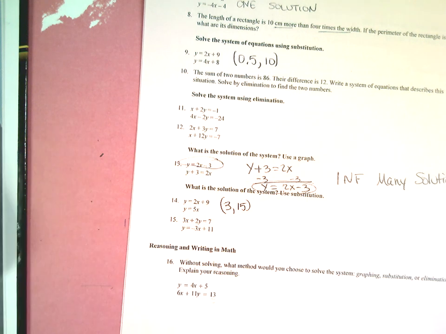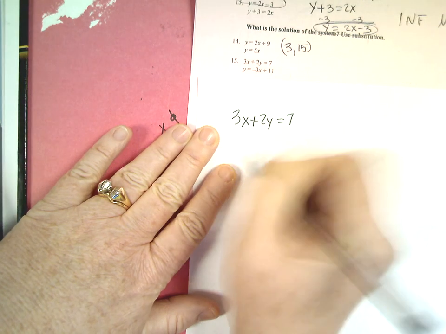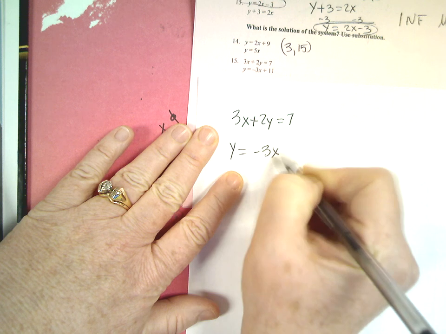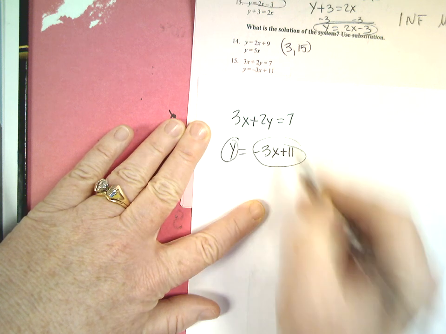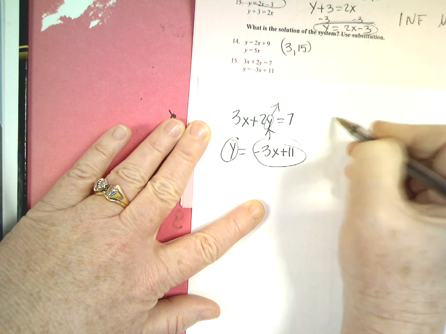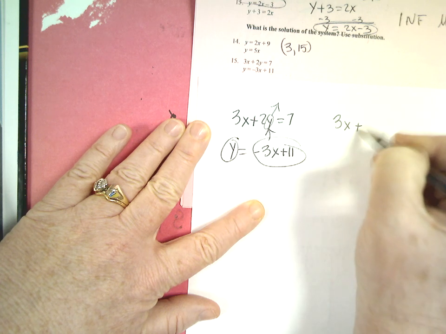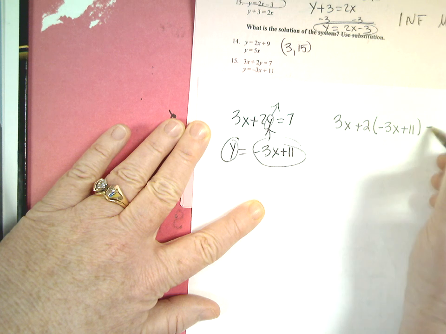Number 15, they want you to use substitution. So it was 3x plus 2y is 7, and y equals negative 3x plus 11. So y is isolated. It equals this. So that y needs to go, and that goes in its place. So it says 3x plus 2 times negative 3x plus 11 equals 7.